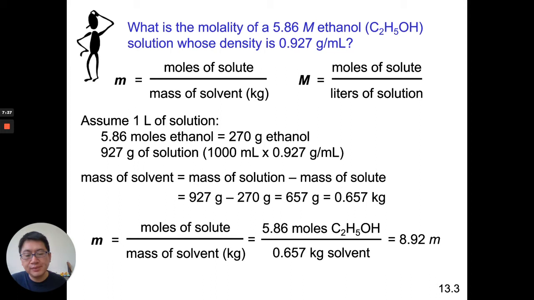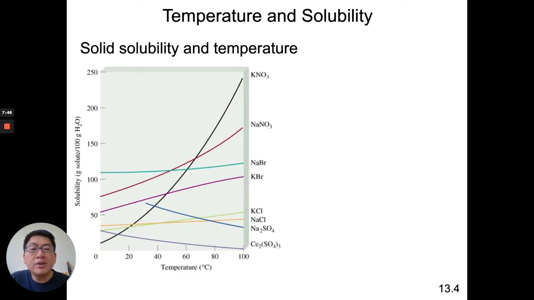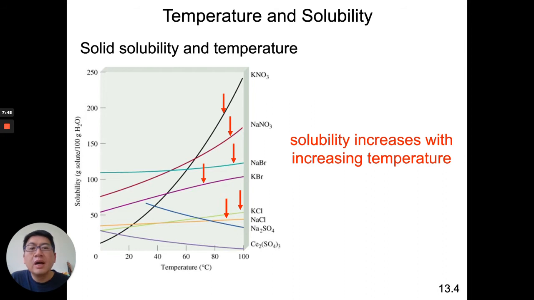Okay, but going on with the notes. Temperature and solubility. In general, solubility increases with increasing temperature. That means as you increase, like you put salt, this bottom one in yellow, if you can see that, is sodium chloride. As I increase the temperature of water, you can dissolve more and more and more salt. Okay, solubility is how much can you dissolve. In this case, grams of solute per 100 grams of water.